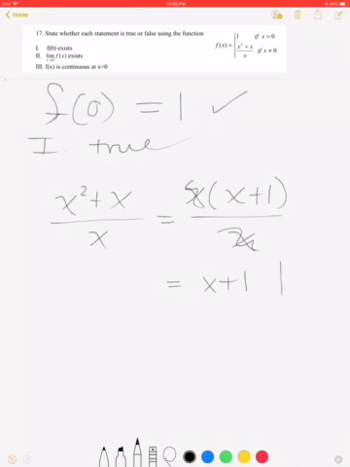And if I evaluate that at the value, that's the symbol for evaluate, straight up and down bar, if I evaluate that at 0, I get 1. So the limit does exist. We were able to find it. All right, that's wonderful. So number 2 is true.